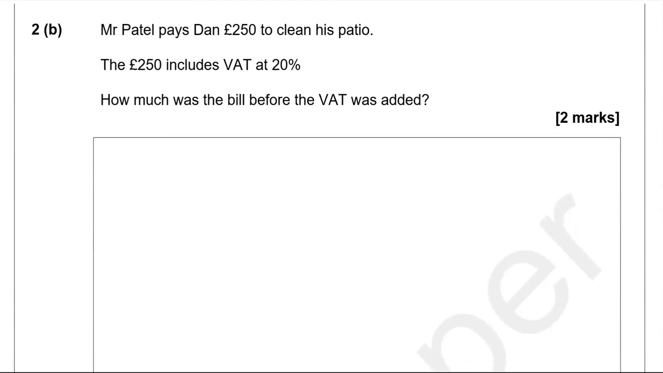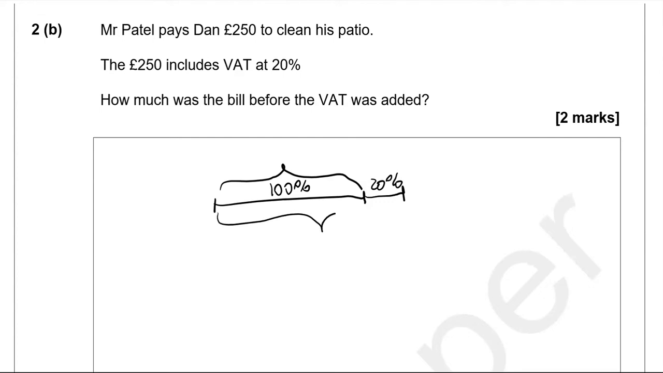Mr. Patel pays £250 to clean his patio. The £250 includes VAT at 20%. How much was the bill before the VAT was added? So let's represent the 100% amount before VAT is added via this bar. So that is 100%. Now we've added the 20% as well to this. So this whole amount is equal to £250.